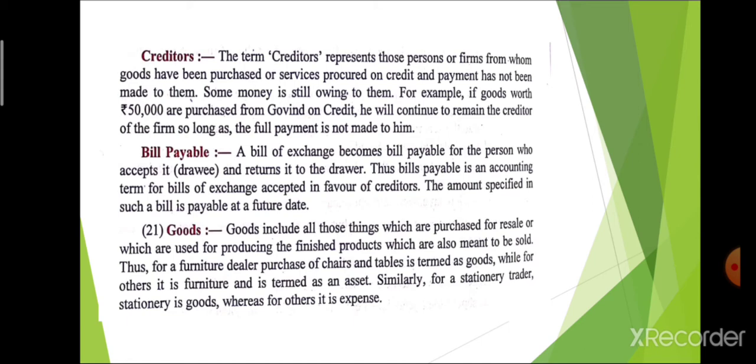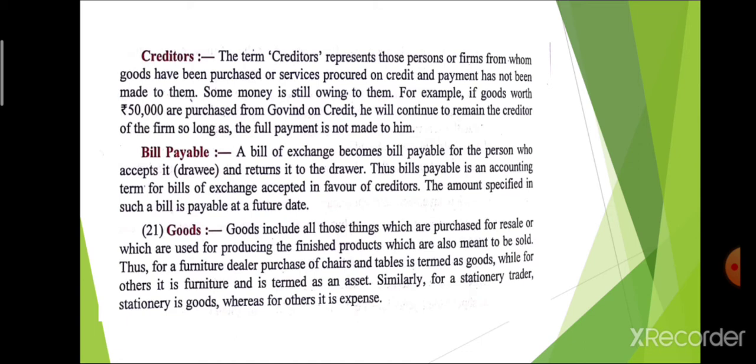The second term is bill payable. In some cases, we are not prepared for payment, so we want to make a bill. So we request that person, please make a bill on me. That person makes the bill. So that bill is considered as bill payable.